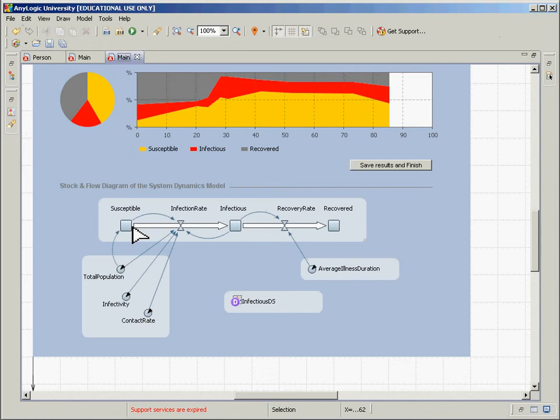And so we're dividing it according to state, and we're counting the number of people who fall into each category. We're counting the number of susceptibles. We're counting the number of infectious individuals. We're counting the number of recovered individuals.